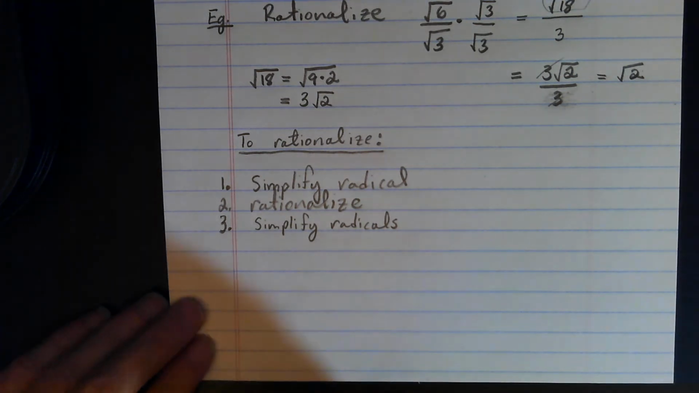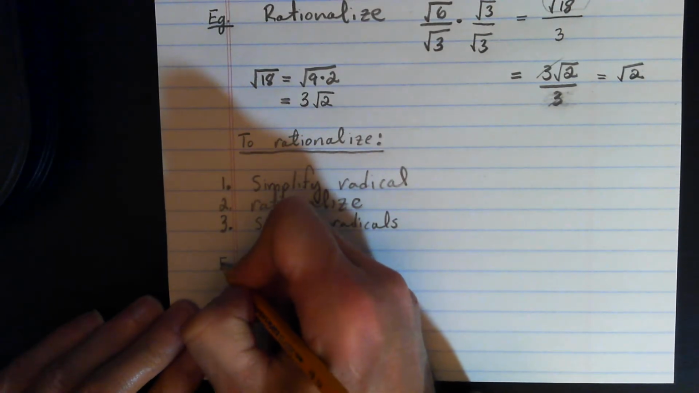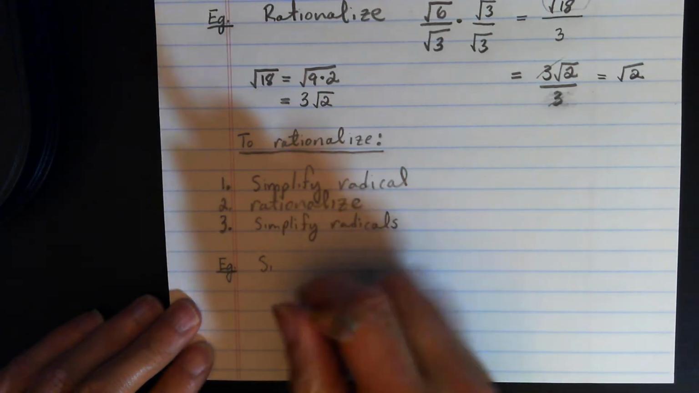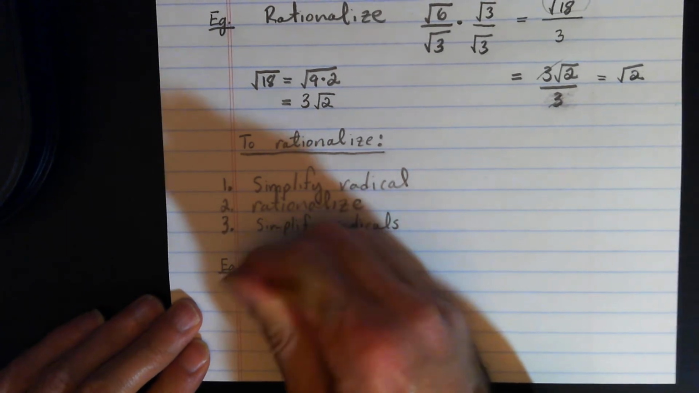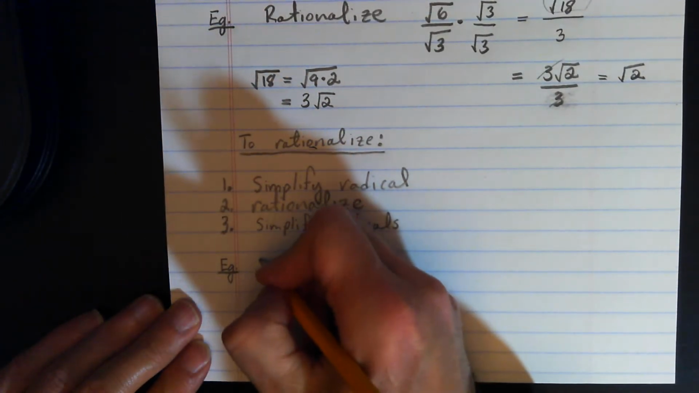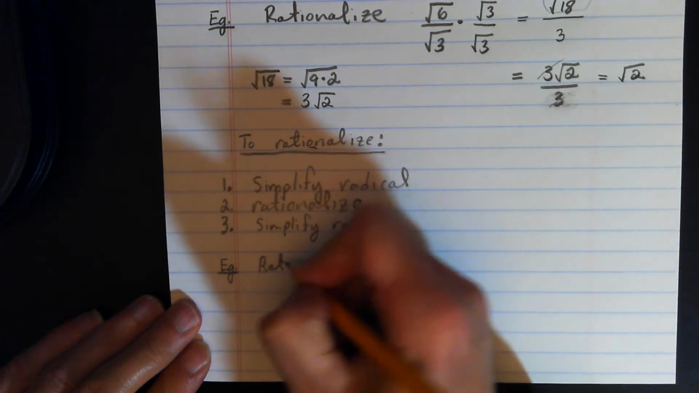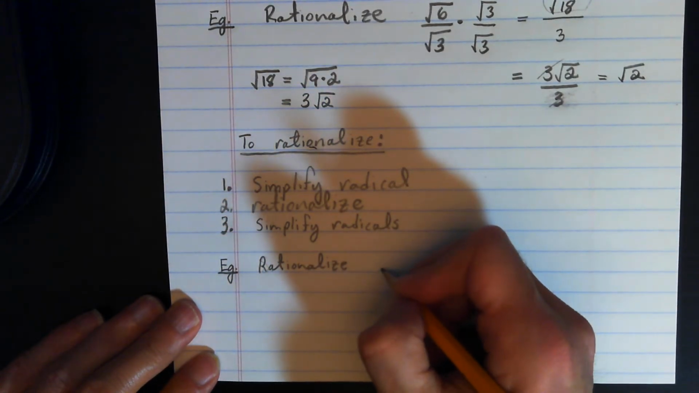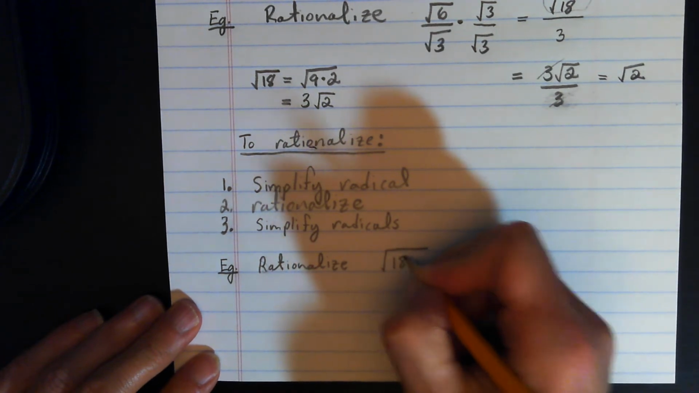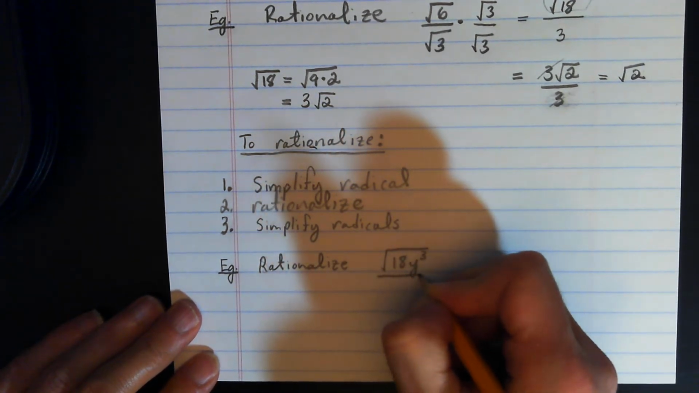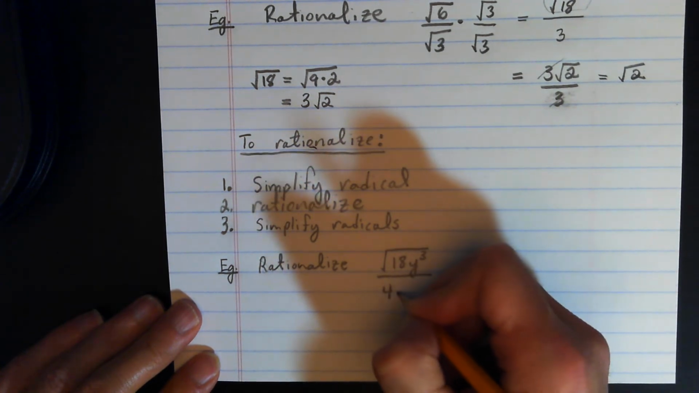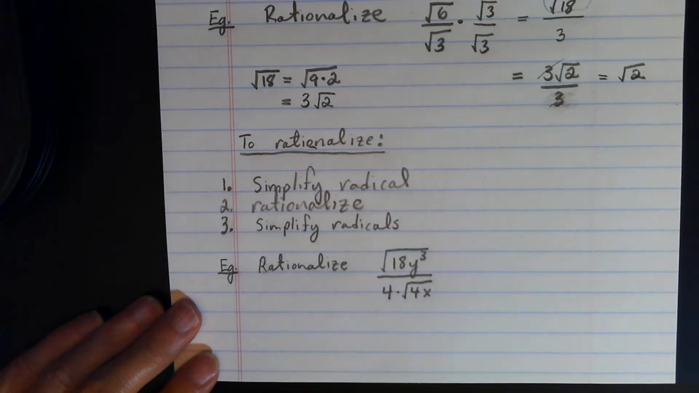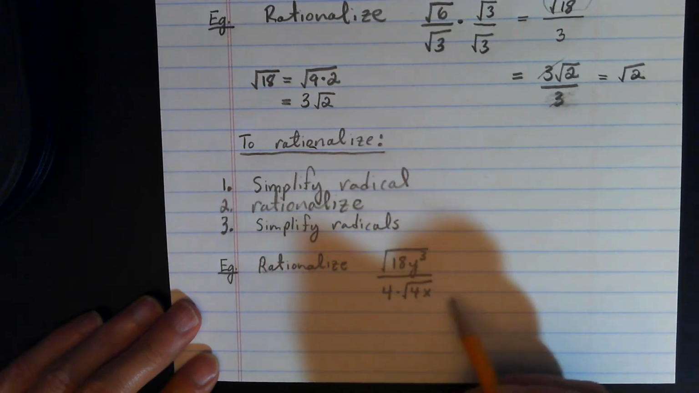Okay, let's do an example here. Okay, let's simplify, or sorry, rationalize the square root of 18y cubed divided by 4 times the square root of 4x. Okay, well, the first thing I would do here is simplify this radical and simplify this radical.